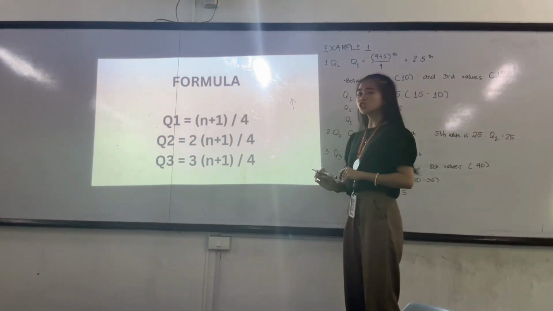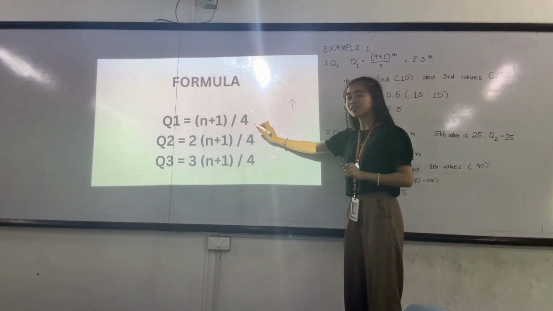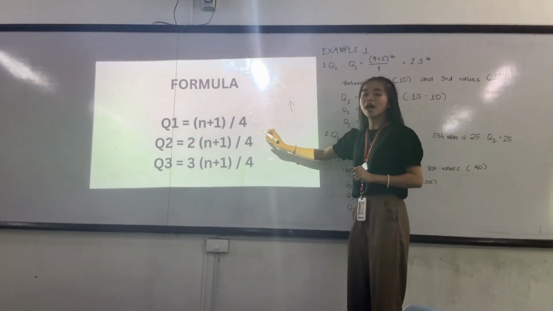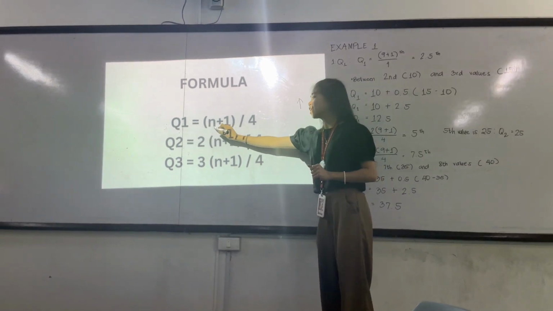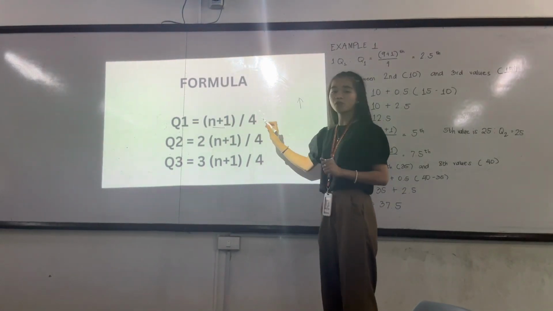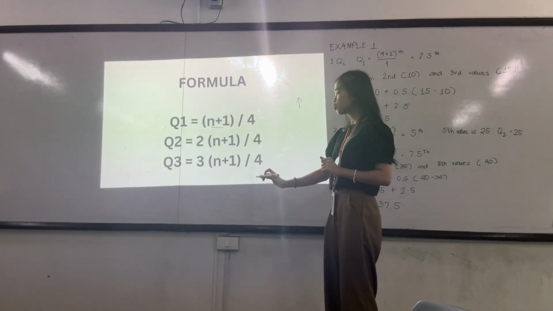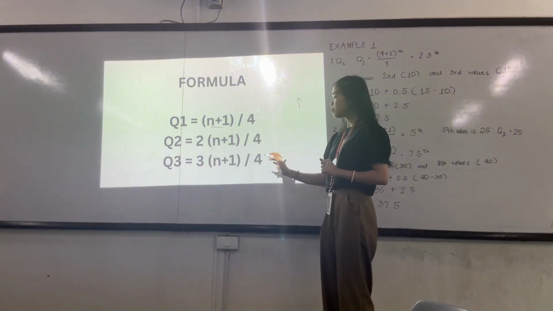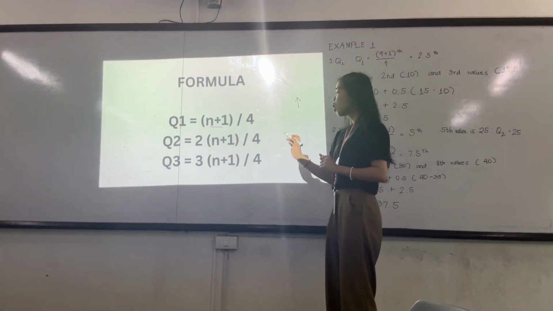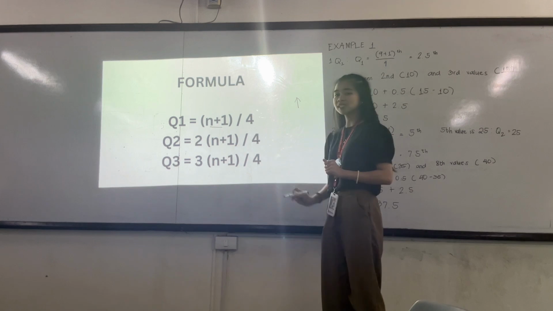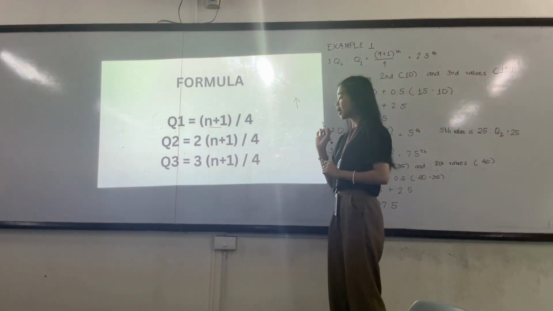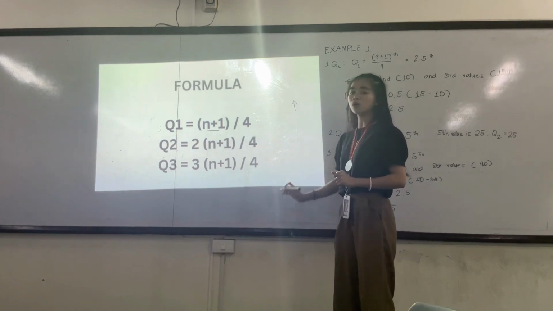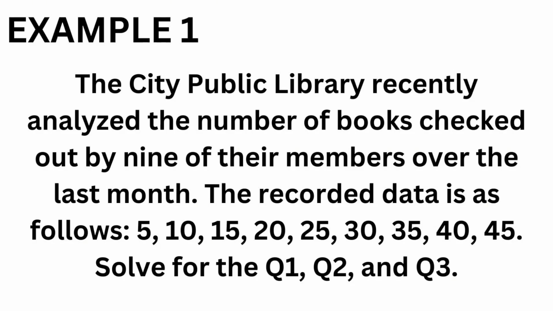So here is the formula in solving for quartile 1, quartile 2, and quartile 3. For quartile 1, we have (n plus 1) all over 4. For quartile 2, we have 2 multiplied by (n plus 1) all over 4. Next, as for quartile 3, we have 3 multiplied by (n plus 1) all over 4. So here is the first example.